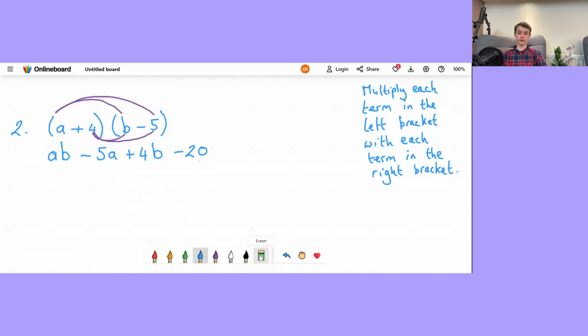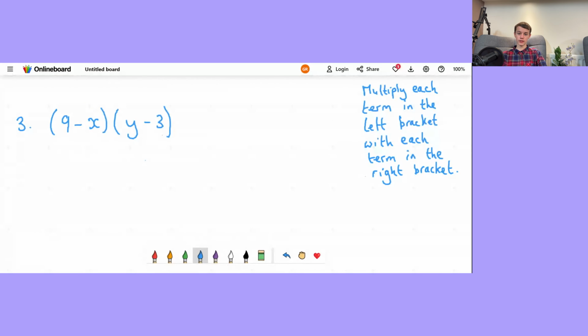Let's have a look at some more questions. For this one, we start with timesing the 9 by the y. 9y is a plus 9y, so we just put 9y. Then it's a 9 by the minus 3. Minus 27.